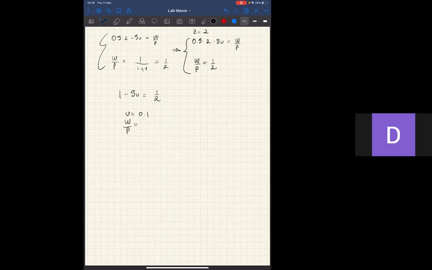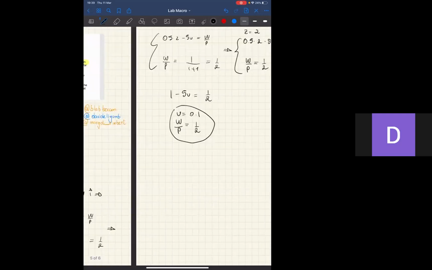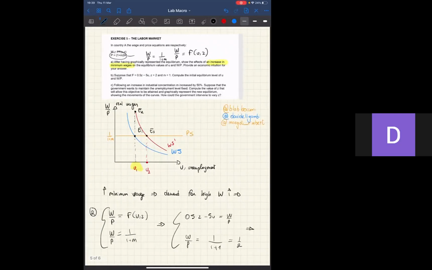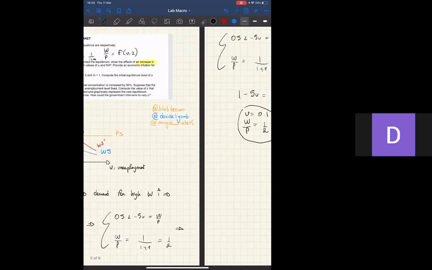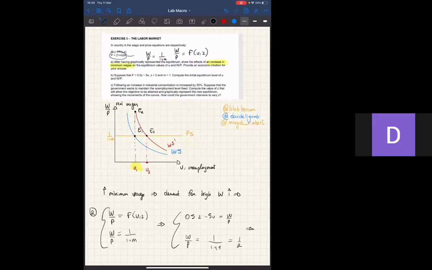U is going to be equal to 1/2. And this is basically the result that we were looking for. So U is equal to 0.1, W over P is equal to 1/2. And now, so this was point B very quickly. And now the point C is basically asking us what is changing, following a change in concentration.